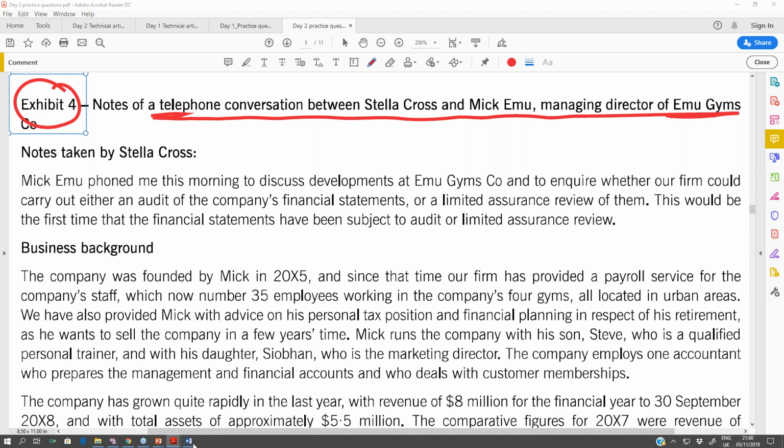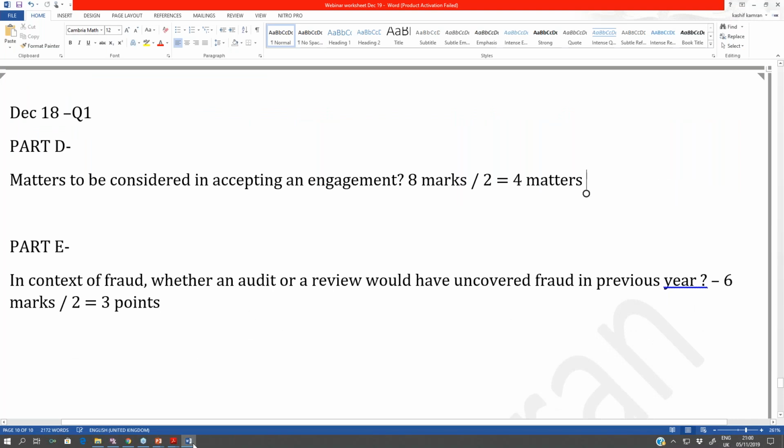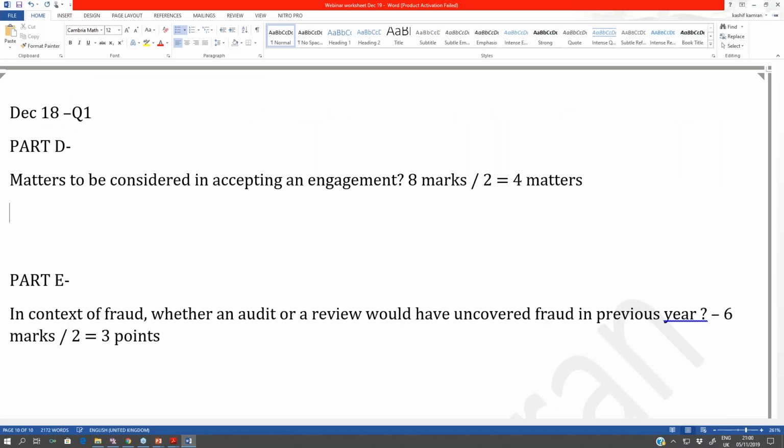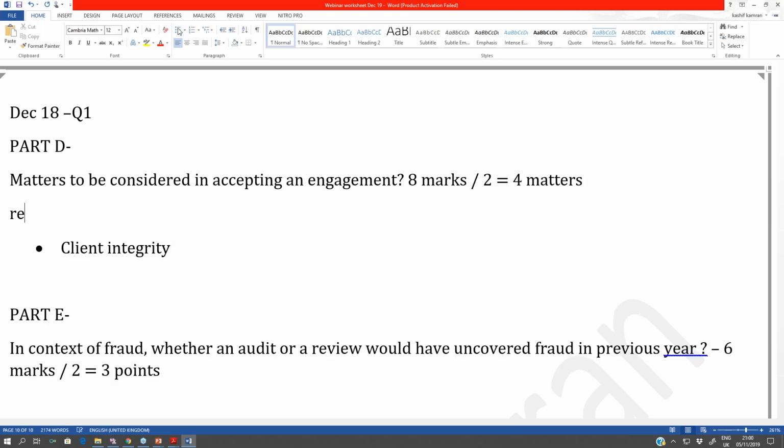Just to give you a quick run through, because time is of the essence, when you are accepting an engagement, you need to consider client integrity as the first matter. Please do read the article. Let's write it here: read the article, then apply it to Emu Gym.